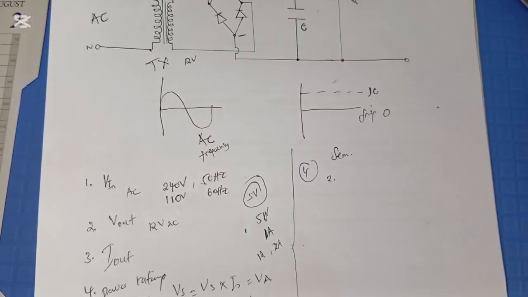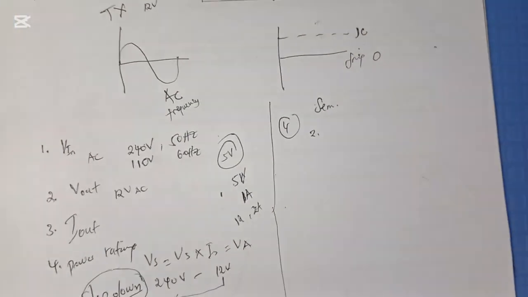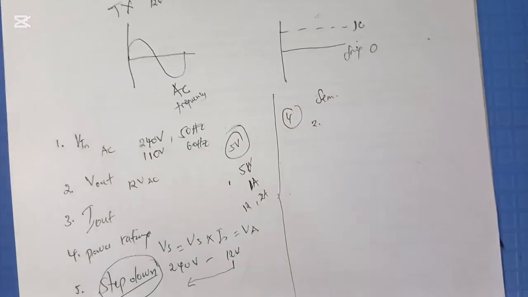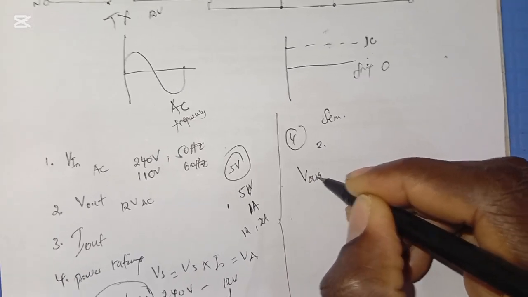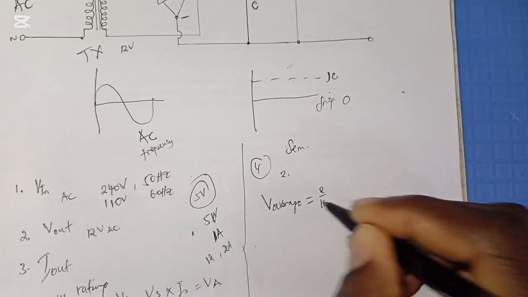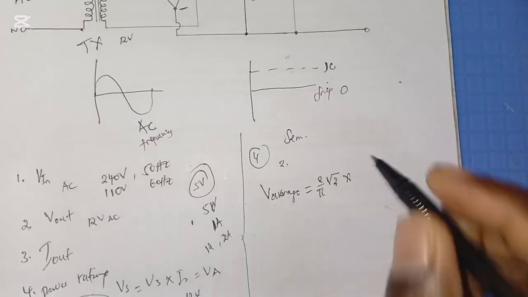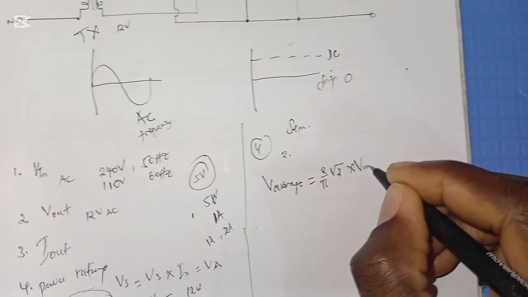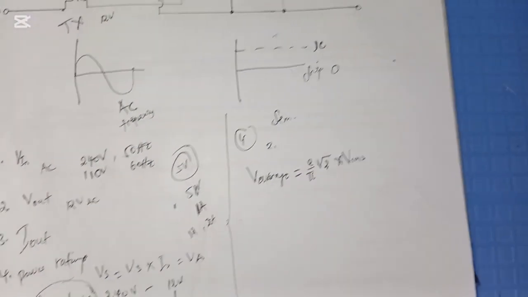Now, after rectification, what will happen? After rectification, we'll have to calculate the average voltage. The voltage average after rectification is calculated as 2 over pi times square root of 2 times the voltage, the input voltage, the VRMS from the transformer, what you are rectifying.